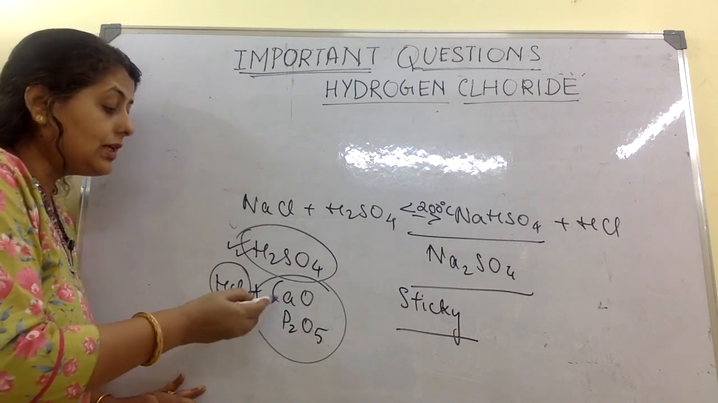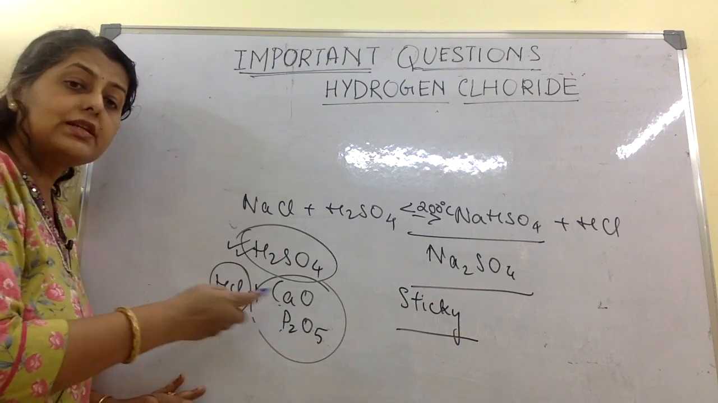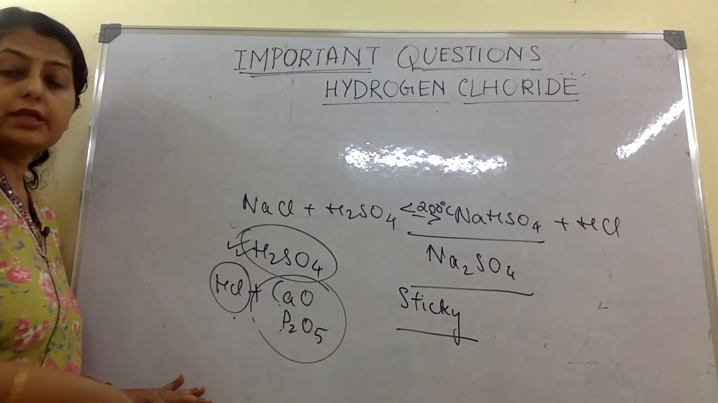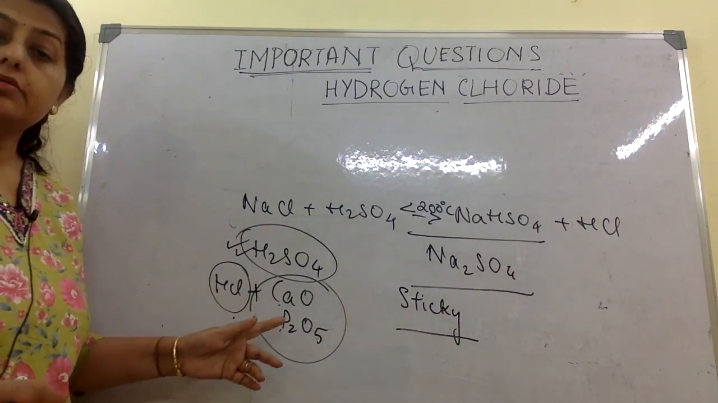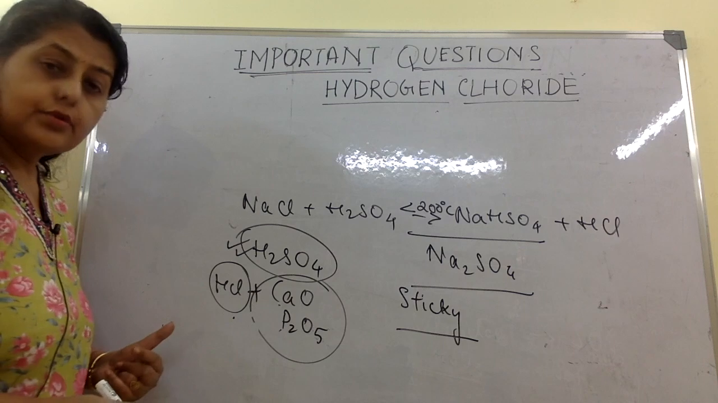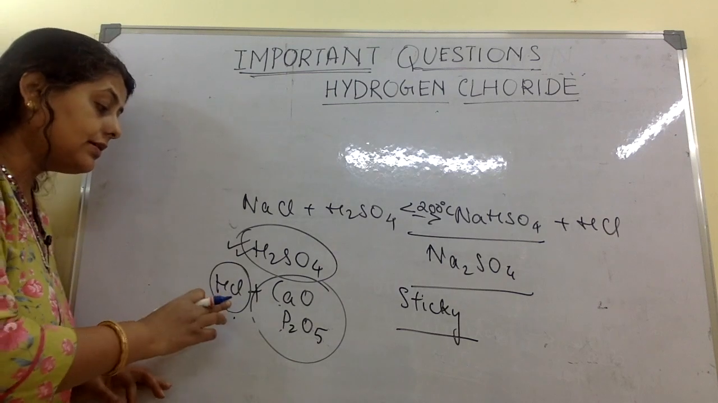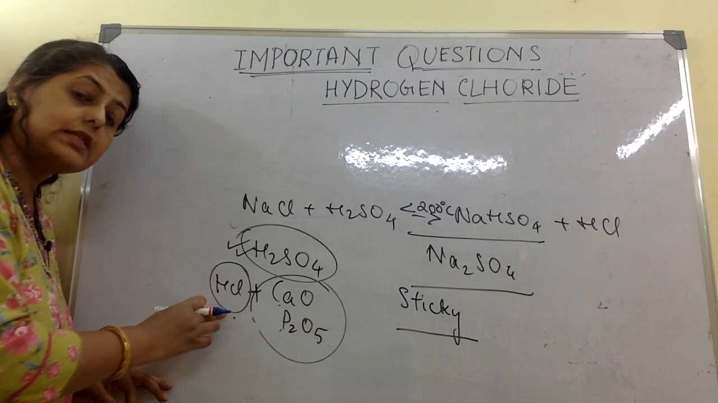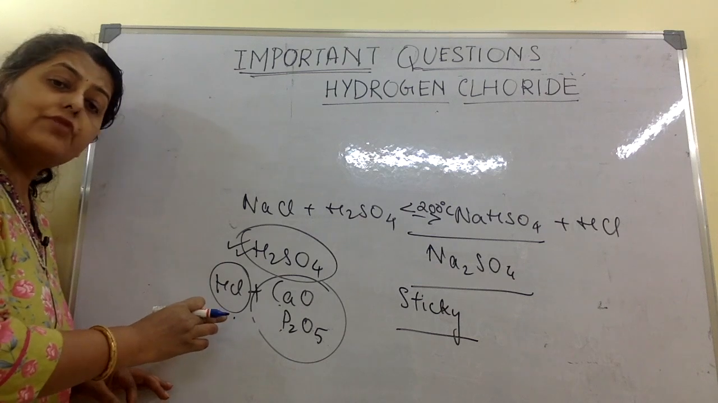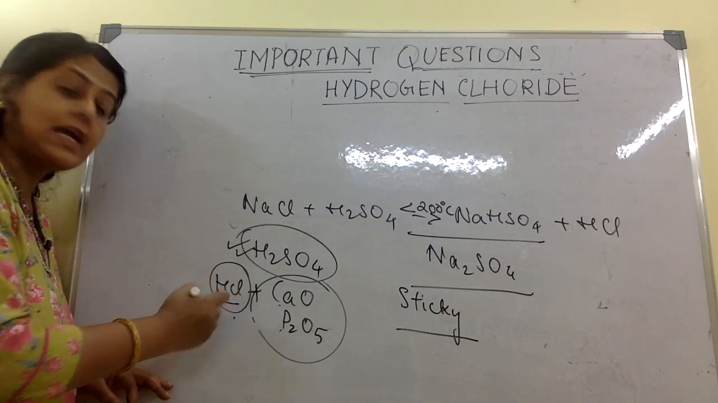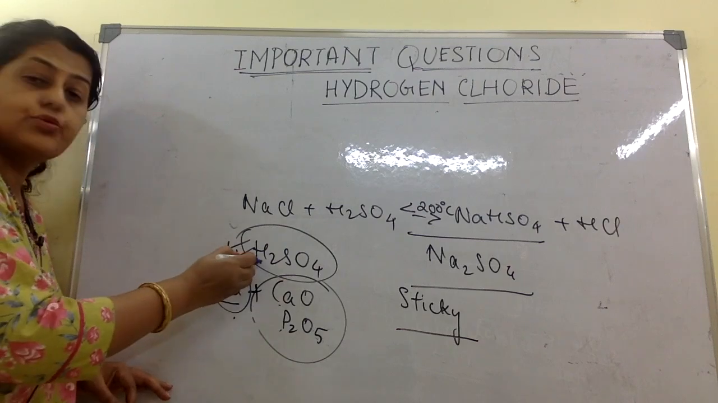So you have to tell, though these two are drying agents, they react with HCl, forming respective chlorides, and we don't want that. We don't want the product to react with the drying agent, right? So we'll be using H2SO4.